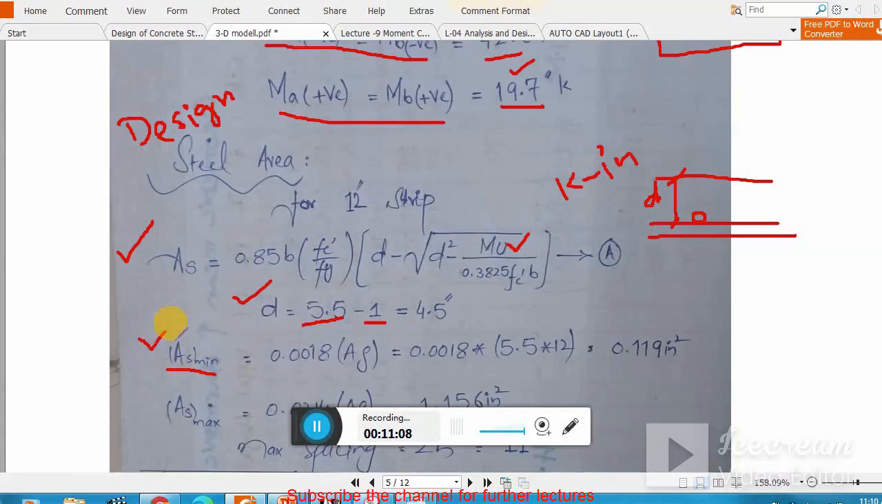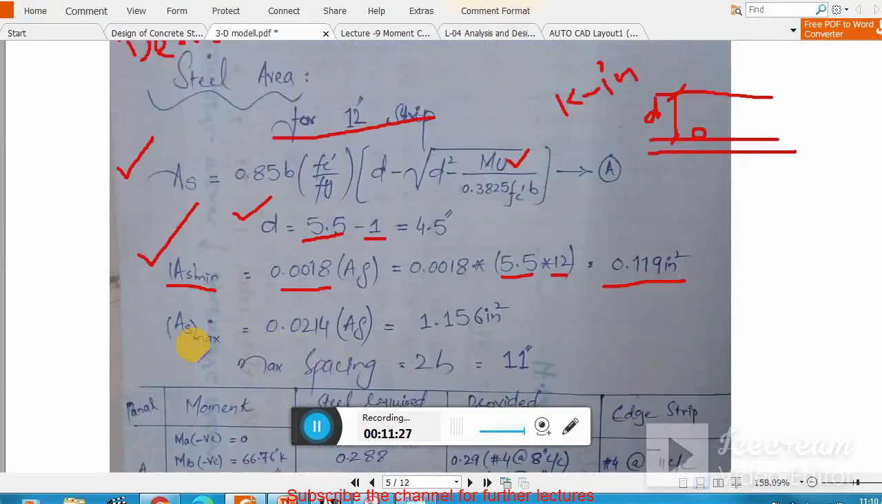The easiest way is that you need to calculate your AS minimum. This is 0.018 times the gross area of concrete, that is 5.5 into 12, because we are designing for a 12-inch strip of the slab. So that's why we have this value of AS minimum. Now you need to calculate your AS maximum, 0.0214 AG, that is your gross area, and you get the maximum reinforcement.